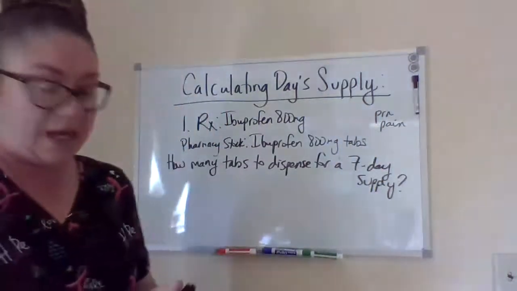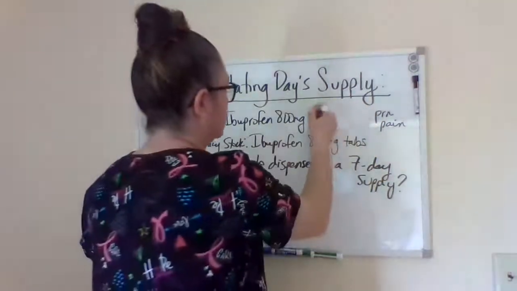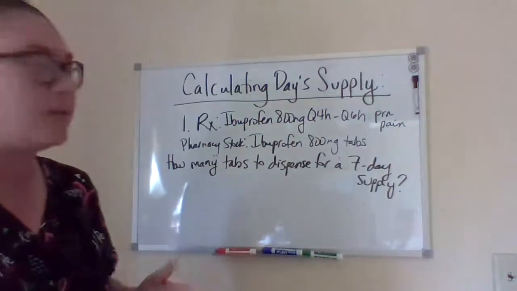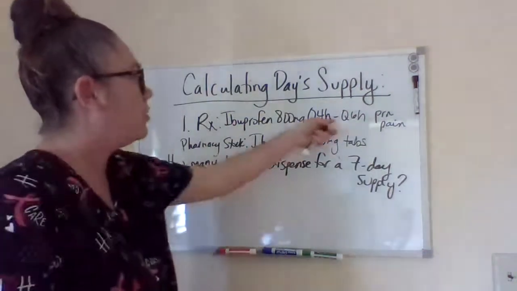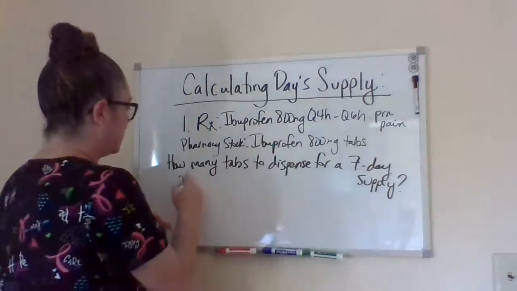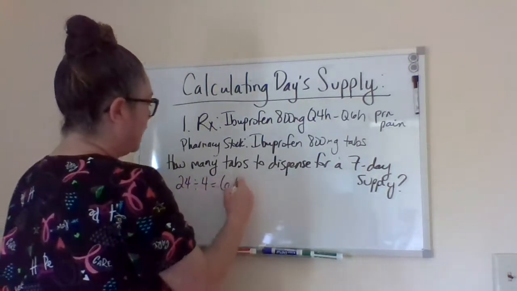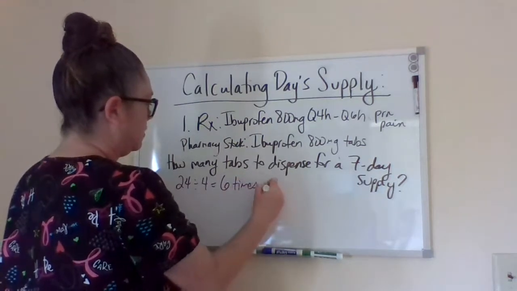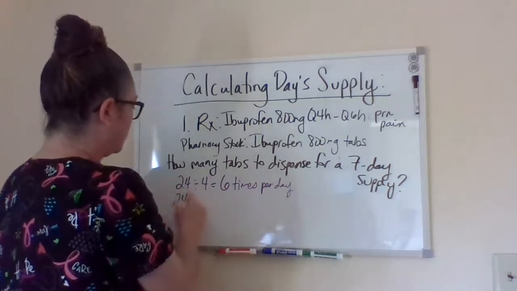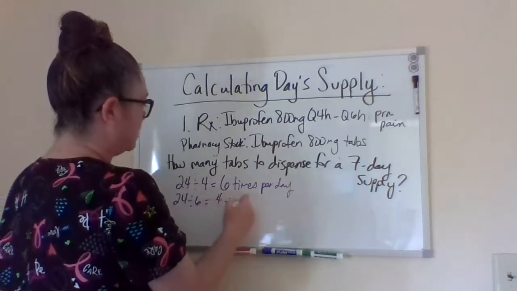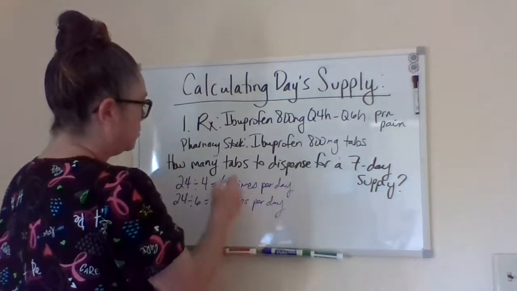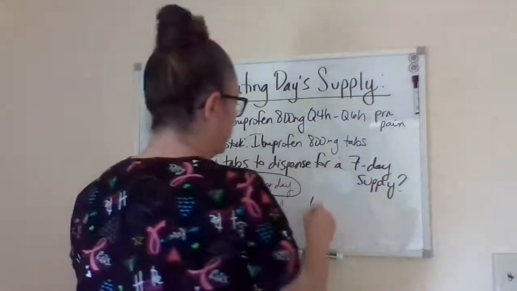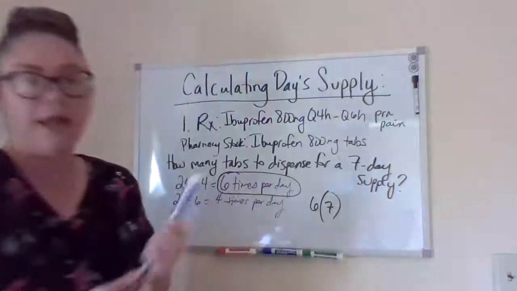You would not really take ibuprofen every 4 hours. It's every 6 to 8, but just for this purpose, okay? So ibuprofen has been ordered every 4 to 6 hours. So 24 hours divided by 4 is 6 times per day. 24 divided by 6 is 4 times per day. So we're going to use the 6 times per day, okay? So that is where you're going to multiply the 6 times 7.